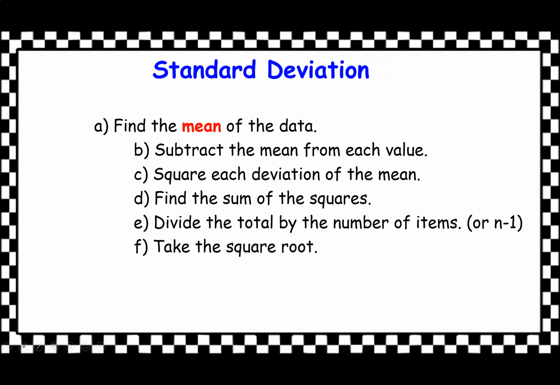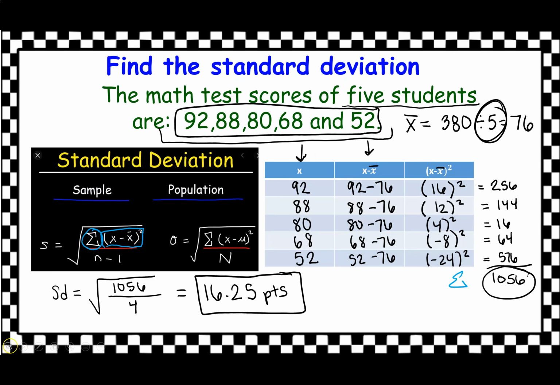So here's a verbal summary of what you need to do. You need to first find X bar, right? That's the average of your sample. And then you need to subtract the mean from each value. So that's going to be that X minus X bar column that we talked about. Then we need to square each deviation from the mean. So that's going to be X minus X bar squared. Then we go ahead and sum up all those values. So if you go back, that was this situation right here.